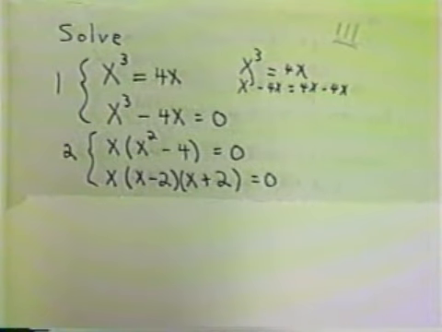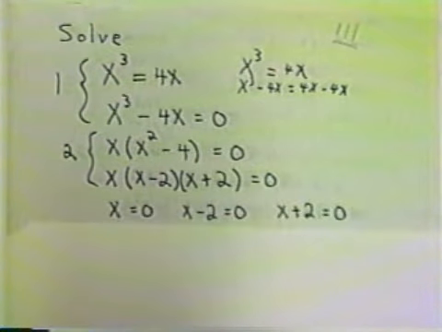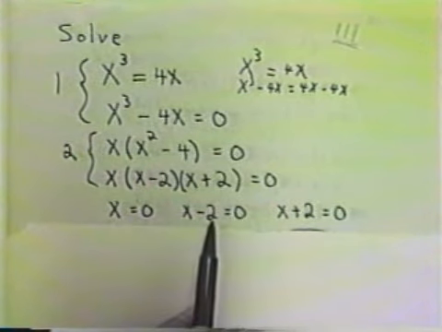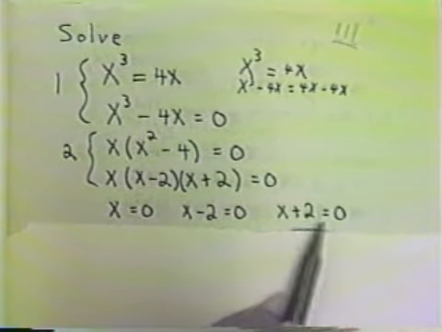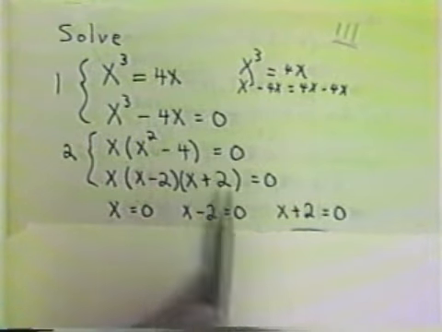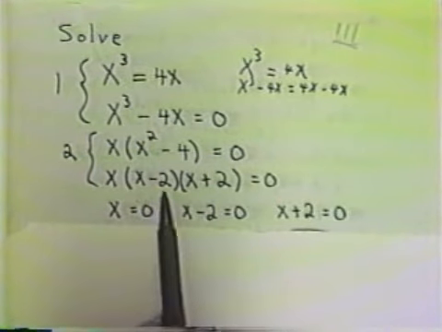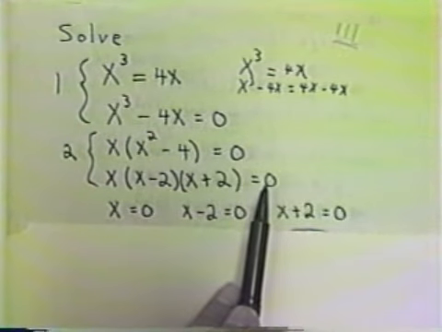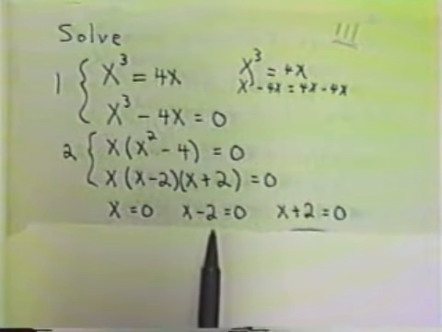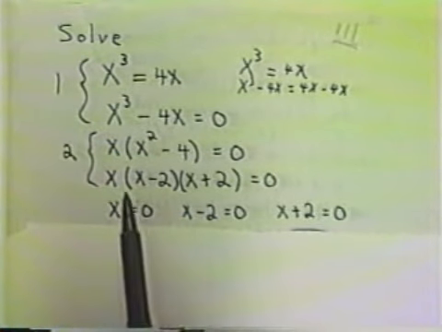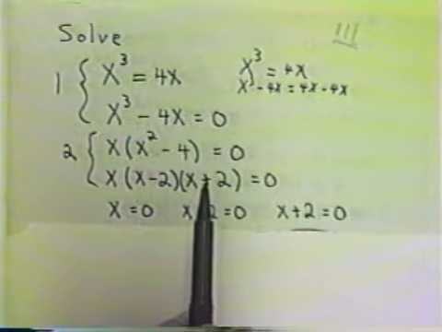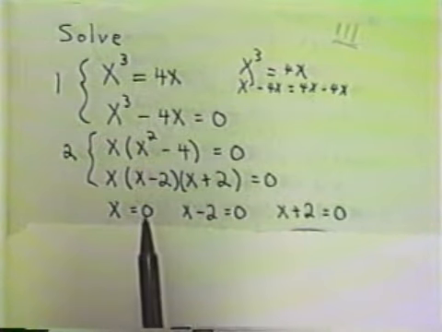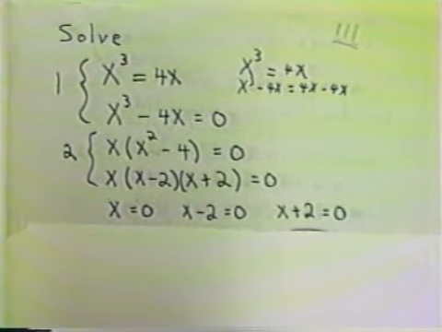Step 3 said to set each factor equal to 0. So I set x is equal to 0, I set x minus 2 is equal to 0, and I set x plus 2 is equal to 0. Now this is probably the most critical step to understand. The only way I can get 0 in a multiplication problem is to multiply by 0. Therefore, one of these three things that I'm multiplying by must be 0. So I set each of them equal to 0.